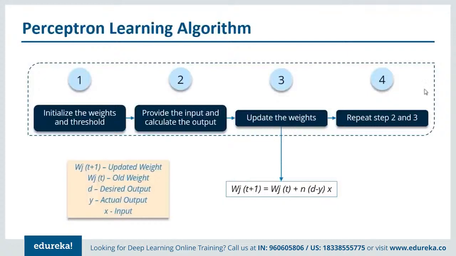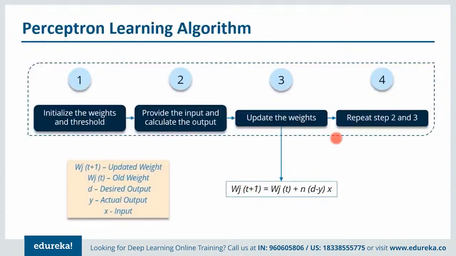So let me tell you what happens. We need to update the weights. The new weight is equal to the old weight plus the learning rate. Learning rate, we'll discuss later in the session, but generally we choose a learning rate somewhere between 0.5 and 0.01. After that, we find the difference between the desired output and the actual output, and then we multiply it with the input. On that basis, we get a new weight. So this is how we update the weights.